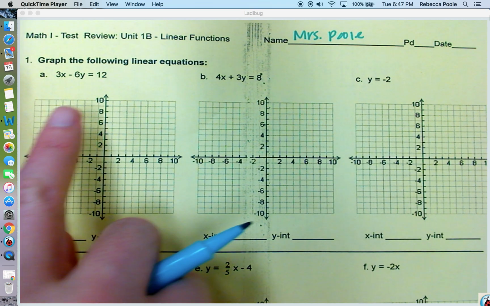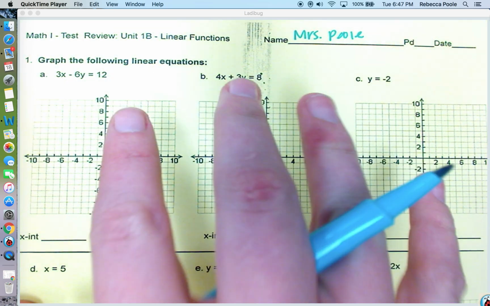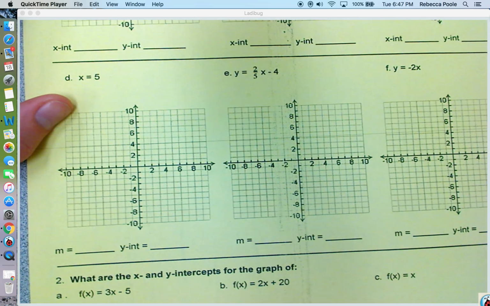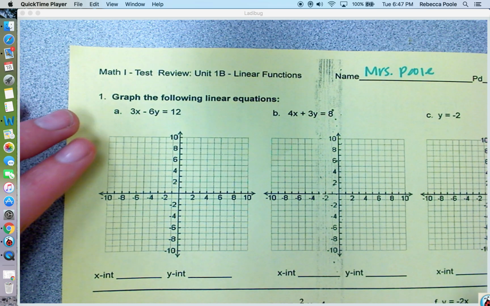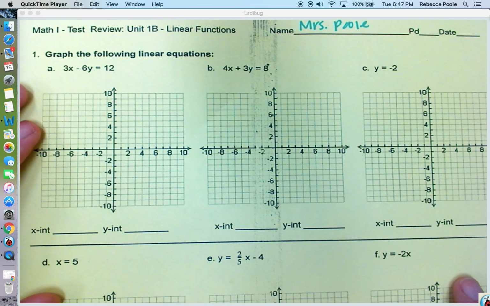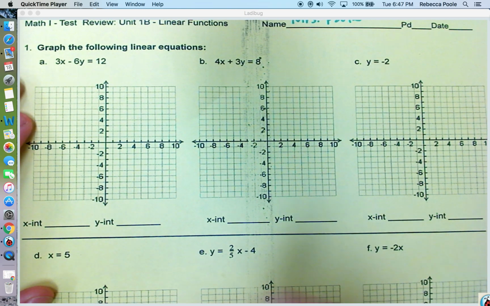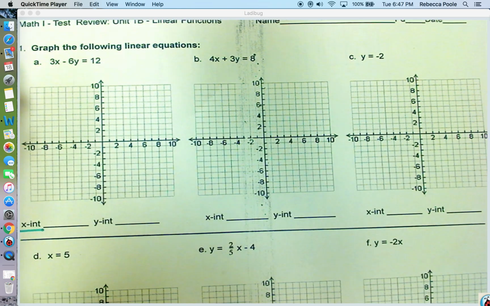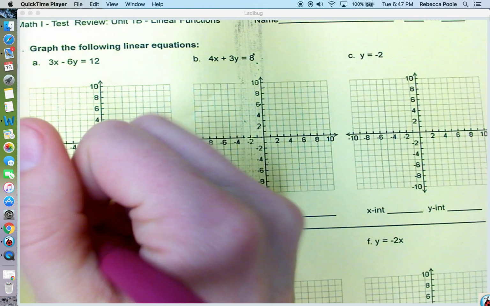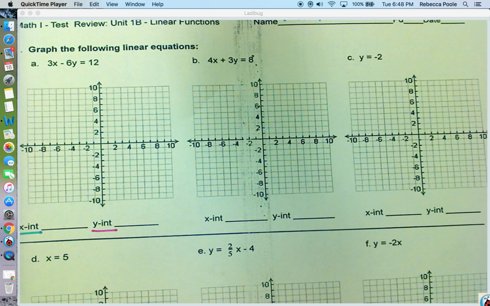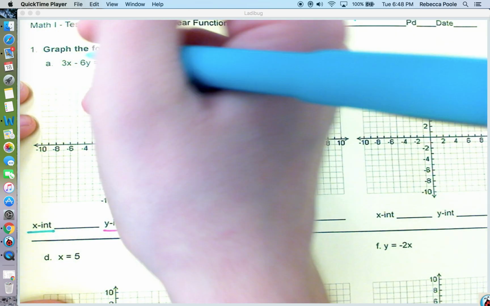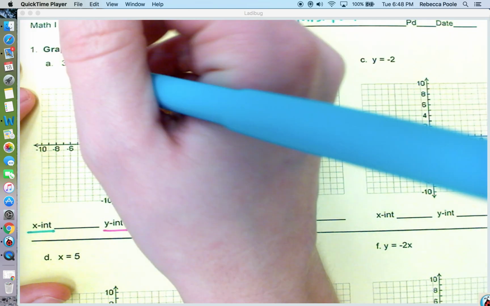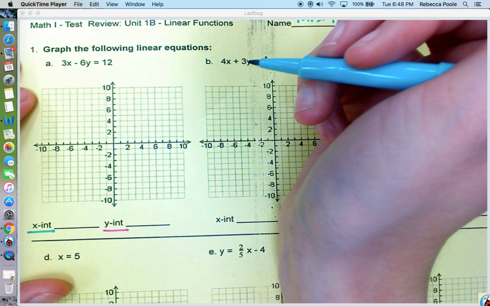So for the first section, this first video is going to be on the graphing side, so this whole front side. We're going to talk about how we would graph these linear equations, but we're also going to look at what they're asking us to find. So for number one, they're asking us for the x-intercept and the y-intercept, and they want us to graph it using those two things. So for part A, we're going to look at finding the x-intercept from this equation and finding the y-intercept.